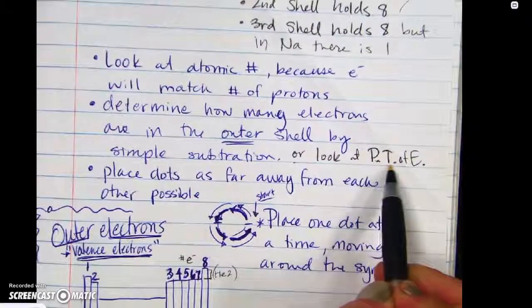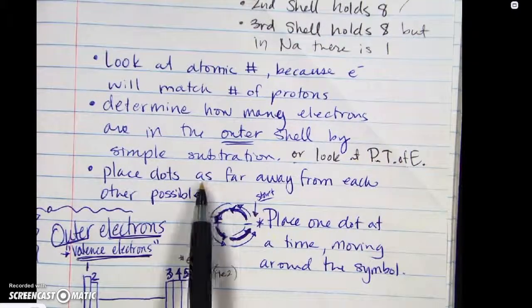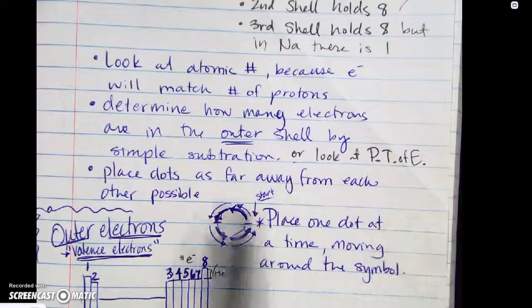You're going to look at the periodic table of elements, and I'm going to show you what you're going to be looking at there. You place dots evenly, as far away from each other as possible, not on opposite sides, but you just rotate through.